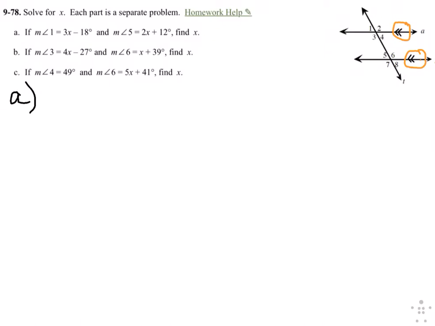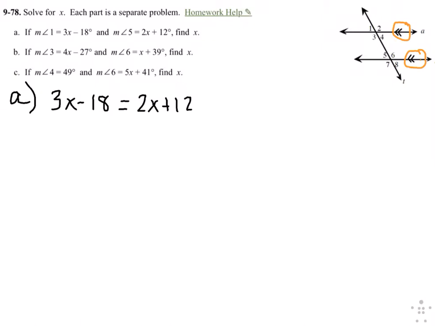If we look over there, angle 1 and angle 5, they are congruent. They have the same measure, so they're equal. Angle 1 and angle 5 are equal. So they gave us angle 1 as 3x minus 18, and angle 5 as 2x plus 12. And we know they're equal, right? Because it's two parallel lines cut by a transversal, the angles 1 and 5 are congruent.